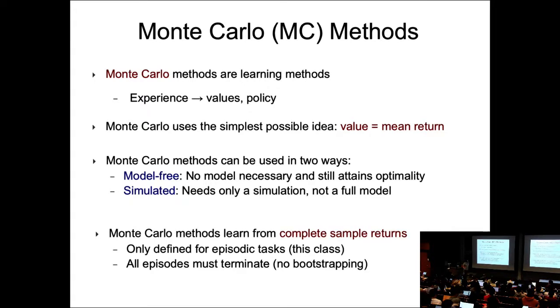So Monte Carlo methods essentially learn from complete sample returns, right? You're simulating your system forward, and you're trying to estimate what the return is. It's also defined only for episodic tasks. Remember what an episodic task is? It basically means there's some terminal state. You run your simulation forward up until there's some terminal state and you stop. So all episodes must terminate, right? There's no way for you to do bootstrapping.